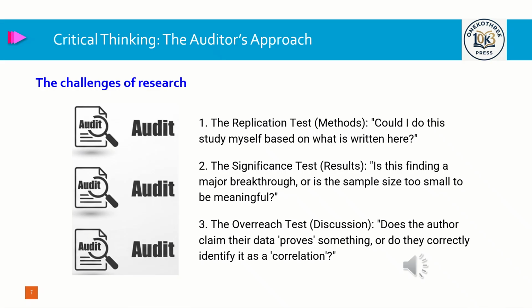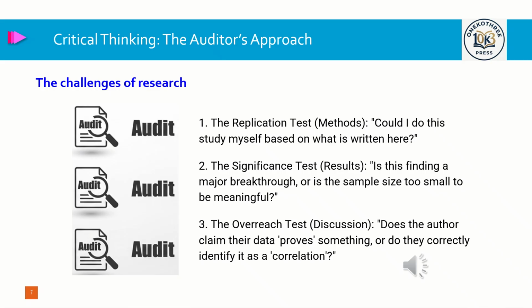Finally, the overreach test, which examines the discussion. We should ask, does the author claim the data proves causation, or do they appropriately describe it as a correlation? This is crucial. Strong research acknowledges its limitations and avoids making claims that go beyond what the data can support.